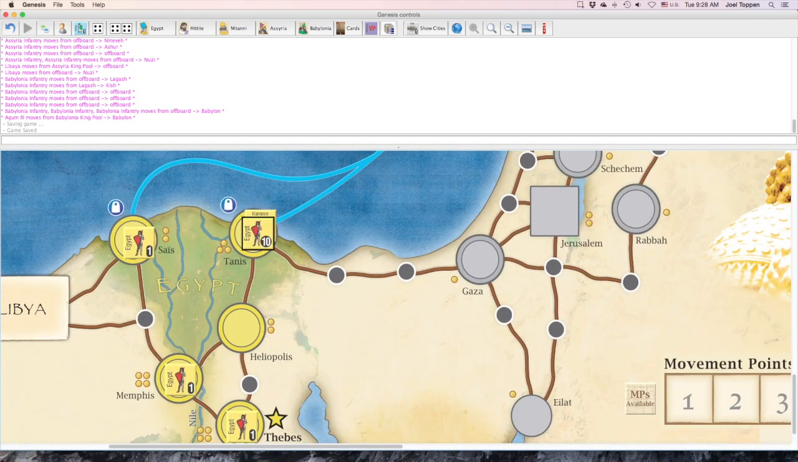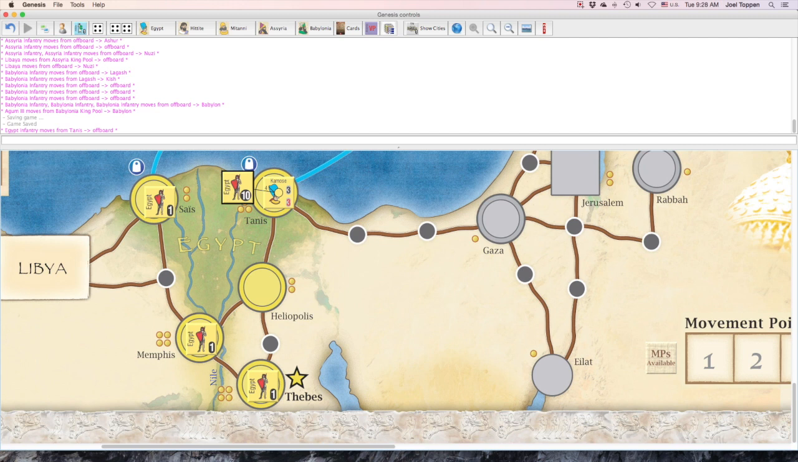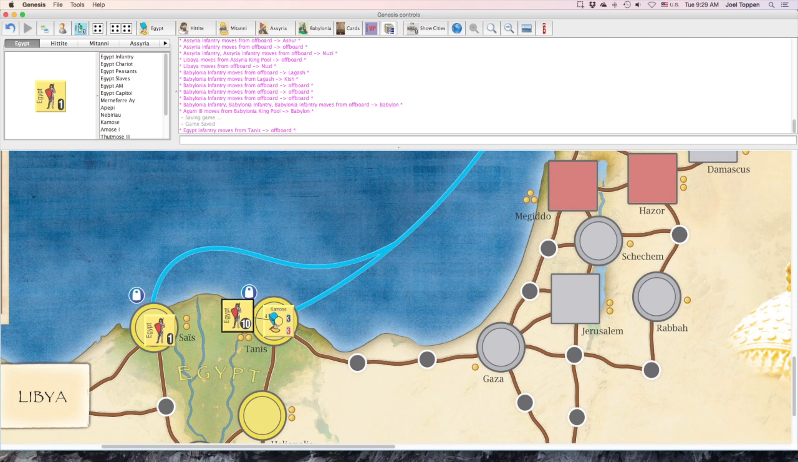Basically, there are 2 kinds of units in the game. You have infantry, like you see here in Egypt. In Tanis, there are 10 infantry points. There's one in Sais, there's one in Memphis, and there's one in Thebes here. So that's your staple run-of-the-mill fighting units. All right. Now, the second type of unit are chariots.